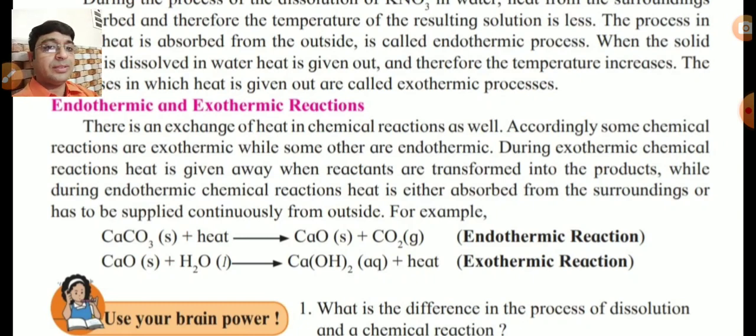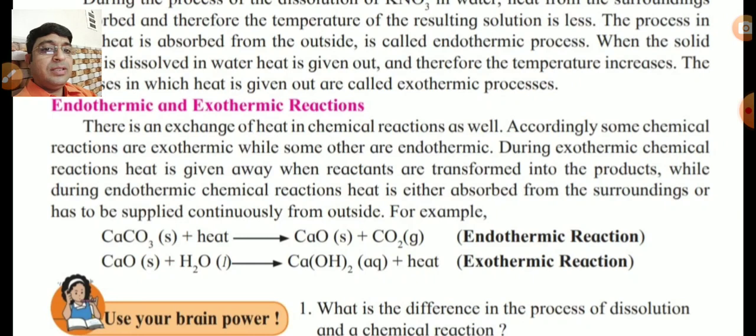For example, CaCO3, solid calcium carbonate, commonly called limestone, plus heat, which means we supply the heat from outside, then forms calcium oxide in solid state plus carbon dioxide in gaseous state. So we are supplying heat to this chemical reaction, that's why it is an endothermic reaction.